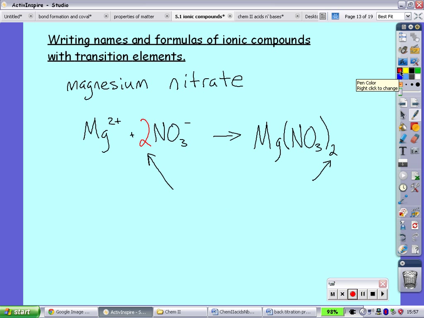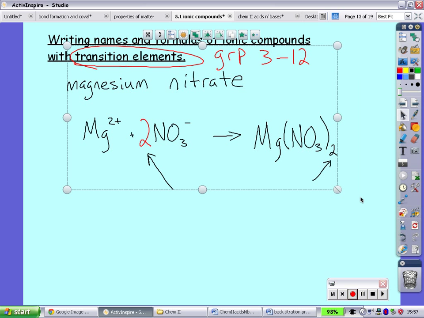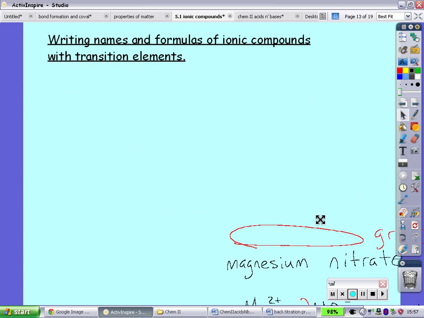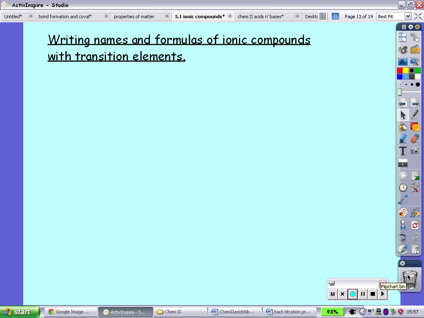So now the last thing, once again, to remind you, today we're going to talk about how to write ionic compounds with transition elements. So that's groups 3 through 12. The interesting thing about transition metal ions is that they can have multiple oxidation numbers. That means more than one. If you look, there's a table of these on page 164 of your textbook.